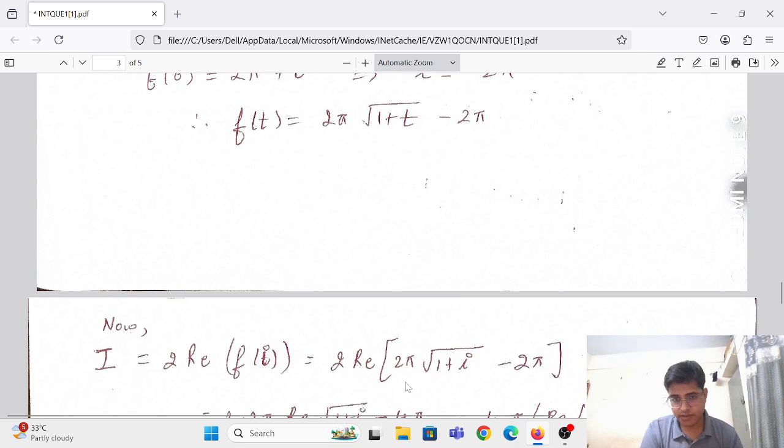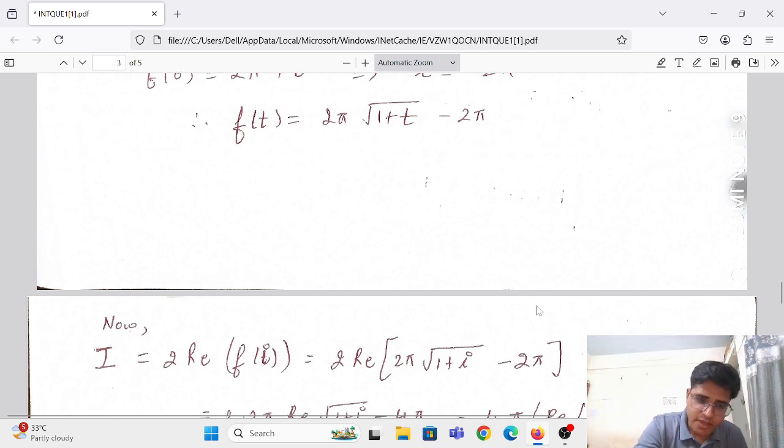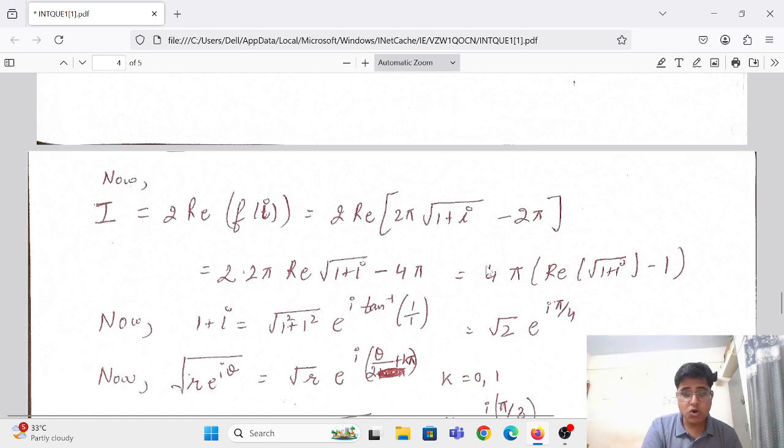Just put I over here. You will get 2π Re√(1+i) − 2π. Got it? Now, to go on further, first we need to understand what is meant by the root of a complex number. But first let's simplify this.